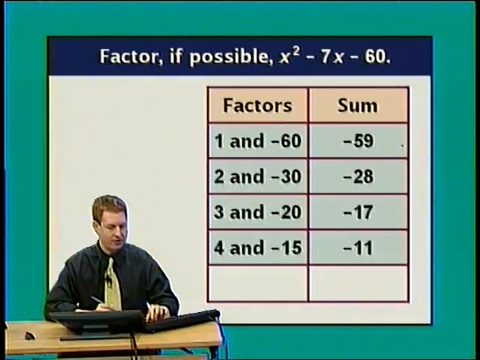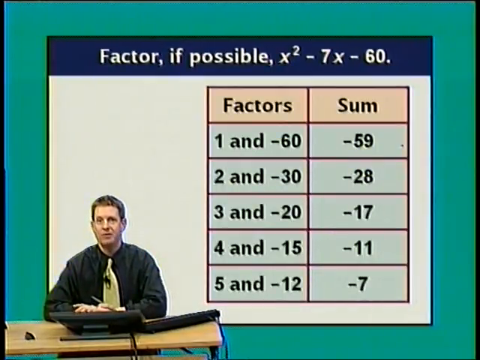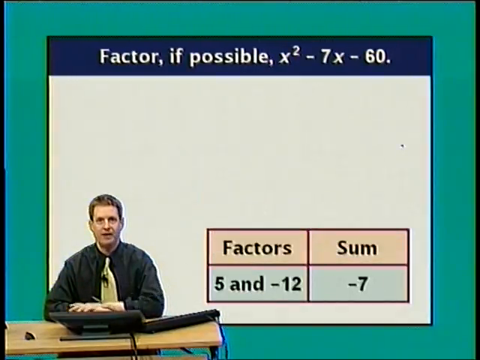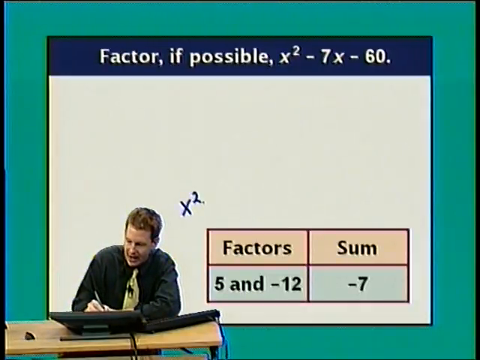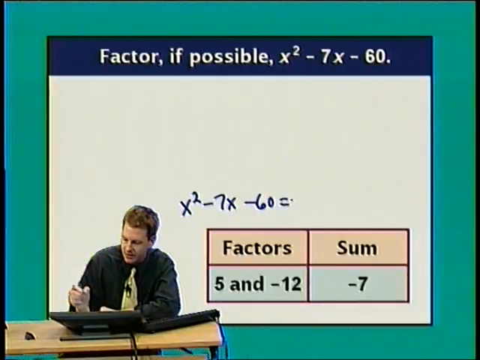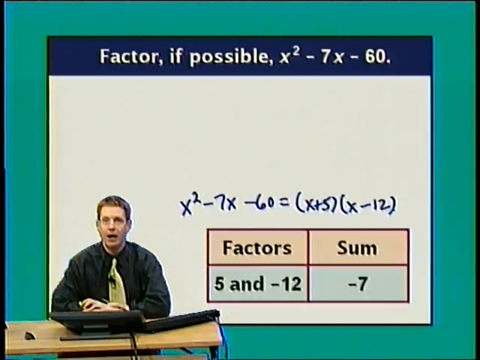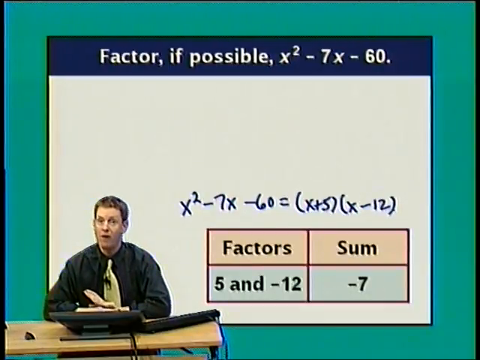5 goes into 60 12 times. 5 and negative 12, yippee, they add to negative 7. 5 and negative 12 are the two numbers I'm looking for, and it must be the case that x squared minus 7x minus 60 factors into x plus 5 times x minus 12. And just a little reminder, I could have also written x minus 12 times x plus 5. The order in which you write your factors isn't important.